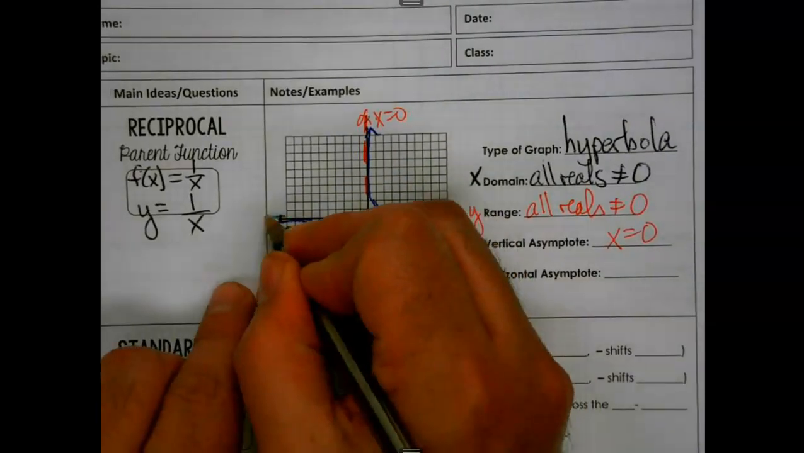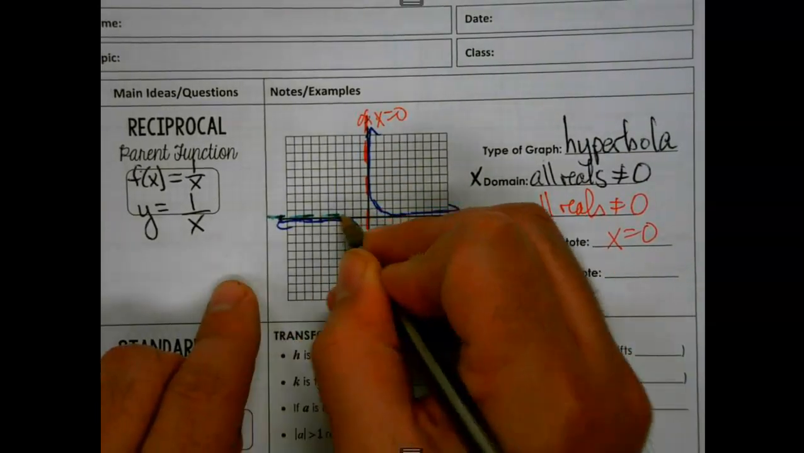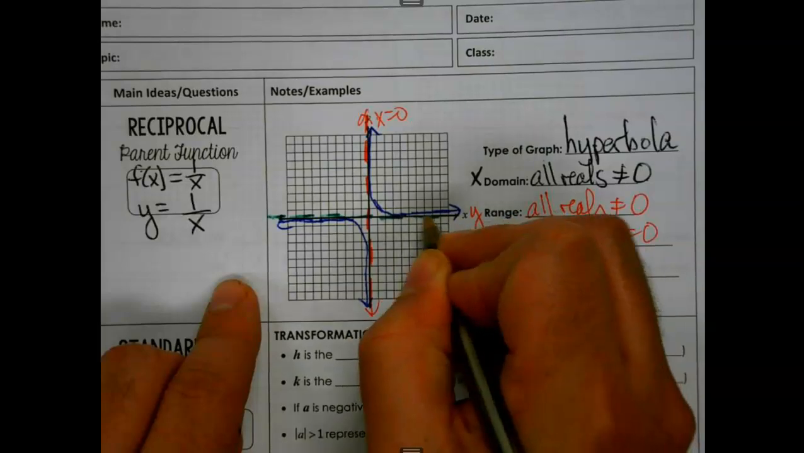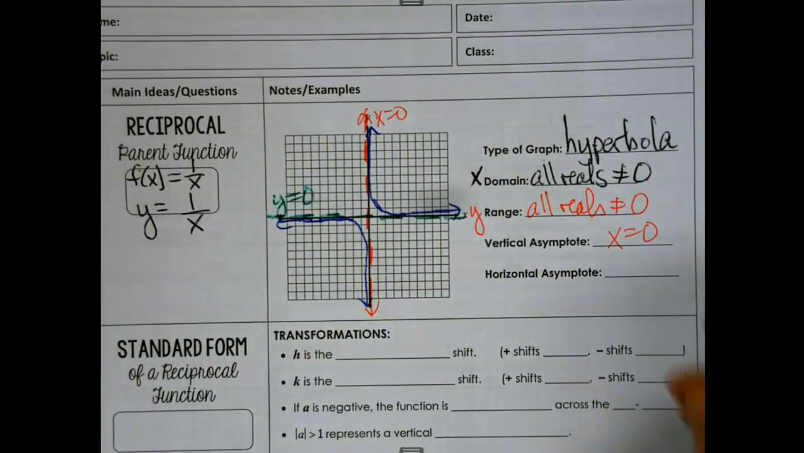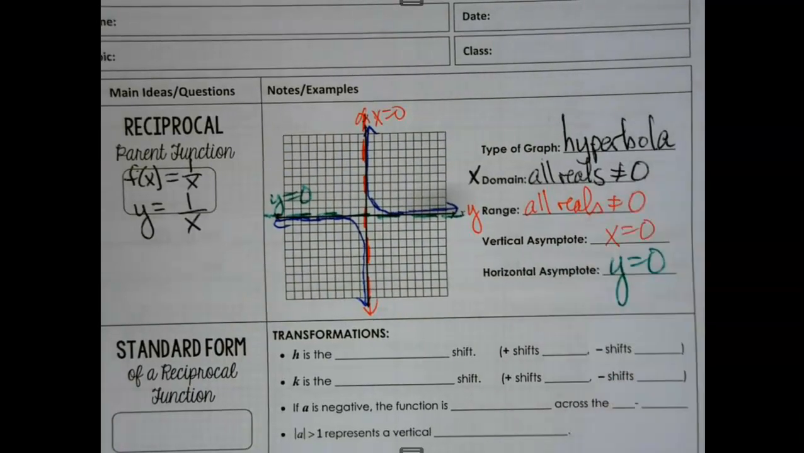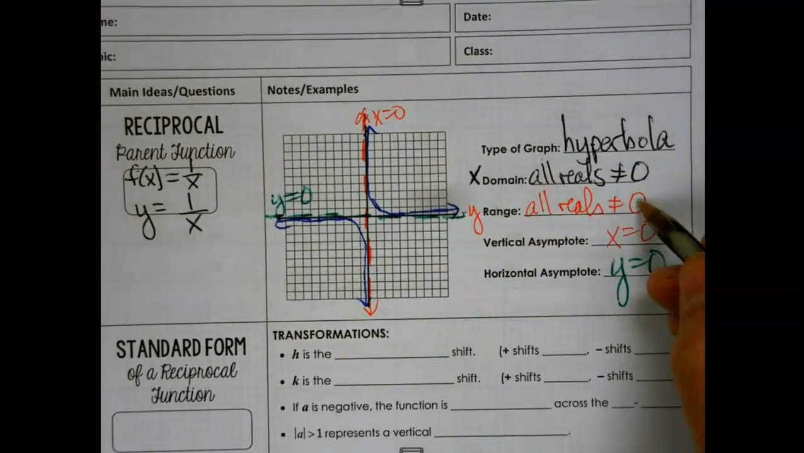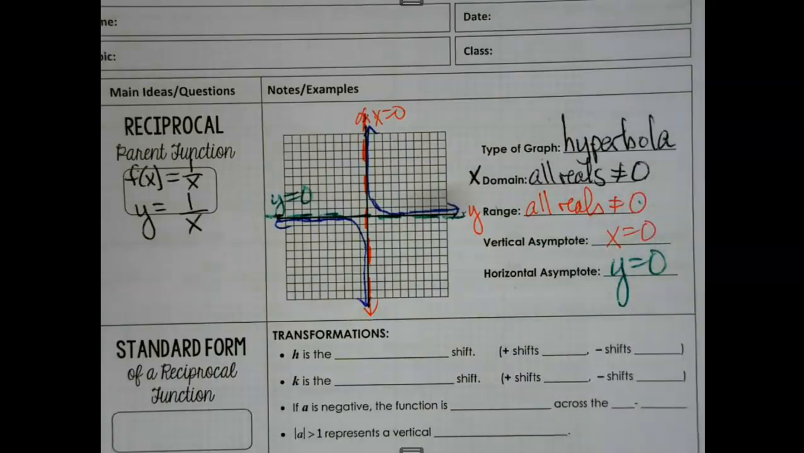And you also have a horizontal asymptote. It's called y equals 0, which is why your range is all reals except 0. So in other words, your graph goes forever up, down, left, right, except where these asymptotes are. And there's a real easy way to figure out where they're going to be. That's really the only thing we have to think about with this.